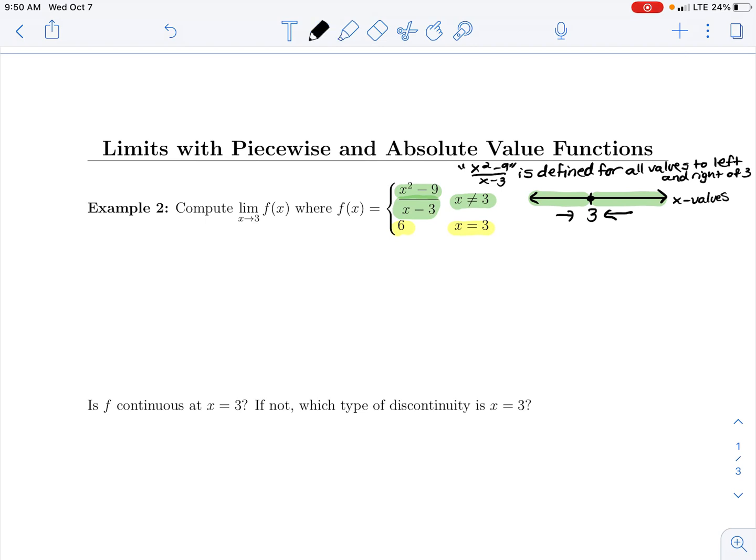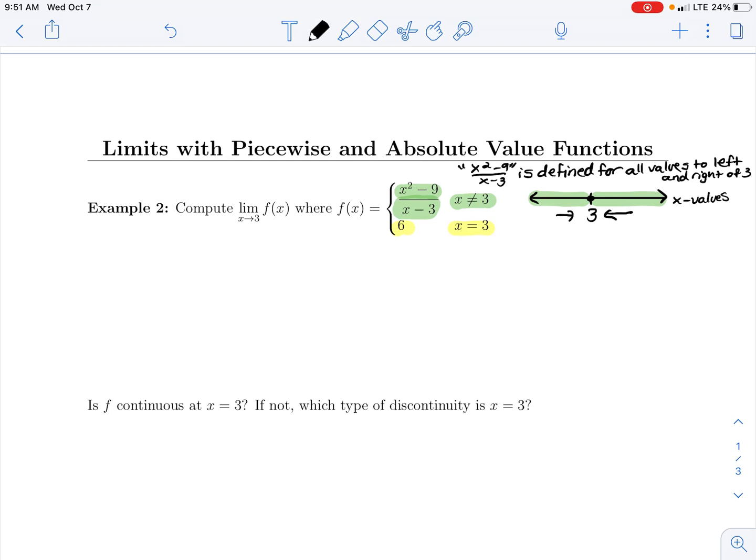My point is that when I think about this using a number line, I make my number line of x values, and the parts highlighted in green are where I want to use the function x squared minus 9 over x minus 3, except at x equals 3, where I use the number 6. So in terms of computing the limit, should we consider the left-hand limit? Should we consider the right-hand limit? What is it exactly that we want to do?